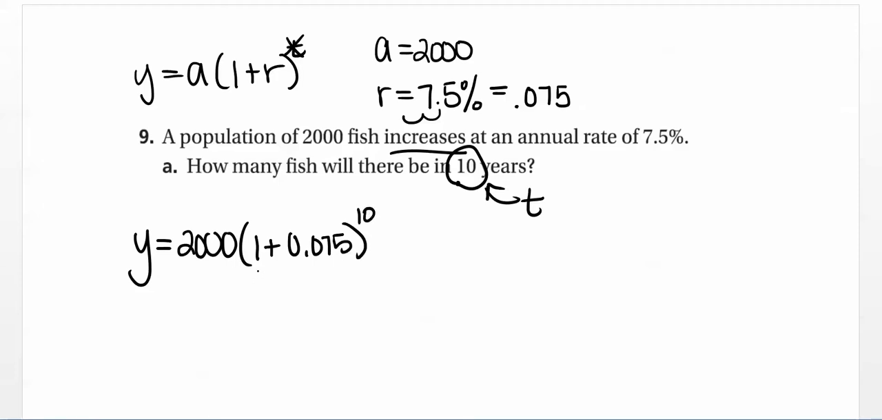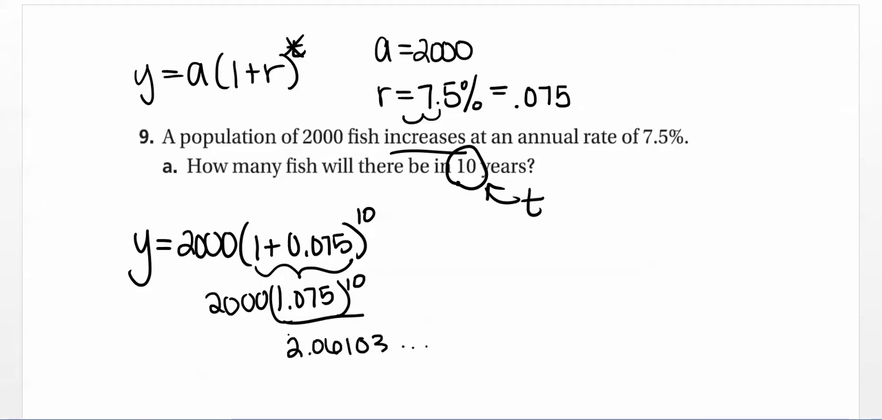Okay, so you're going to need a calculator on this. First, we're going to add these two. You get 1.075. And then I have to take this number to the 10th power. So that's where you're going to need a calculator. And so that number is 2.06103 in the calculator. I'm just going to leave it in the calculator, and then multiply by 2,000. Alright, and we get about how many fish we have in 10 years, which is 4,122 fish. Now there's some decimals behind here, but I'm rounding it to represent a number of fish.